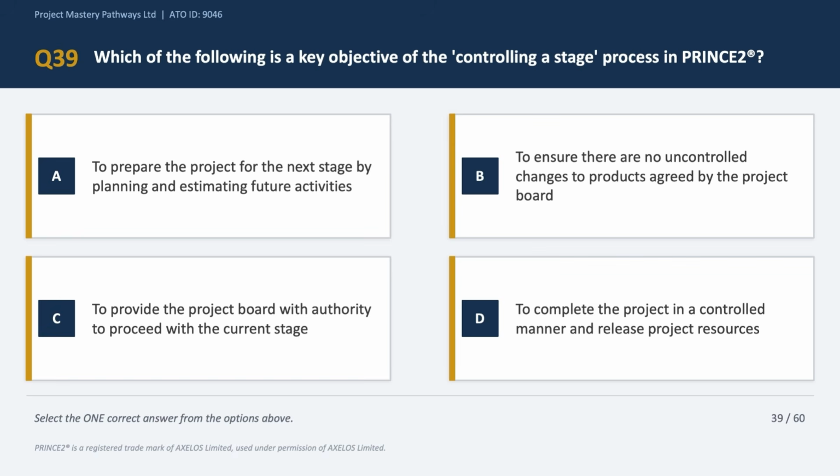Let's move on. Question number 39. Which of the following is a key objective of the controlling a stage process in PRINCE2? Okay, now here we have an objectives question on the controlling a stage process.